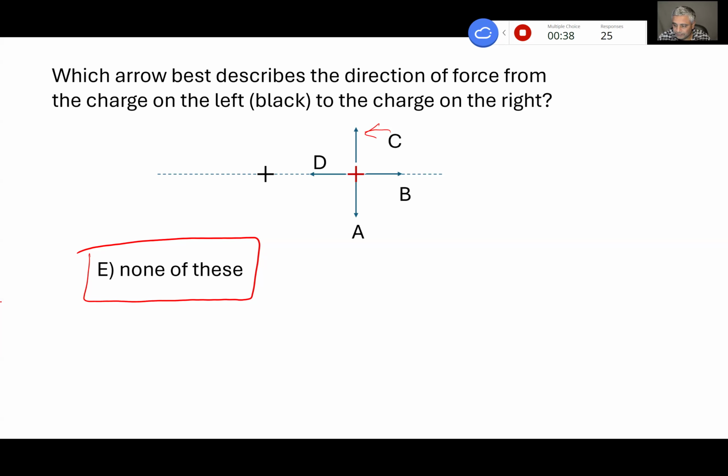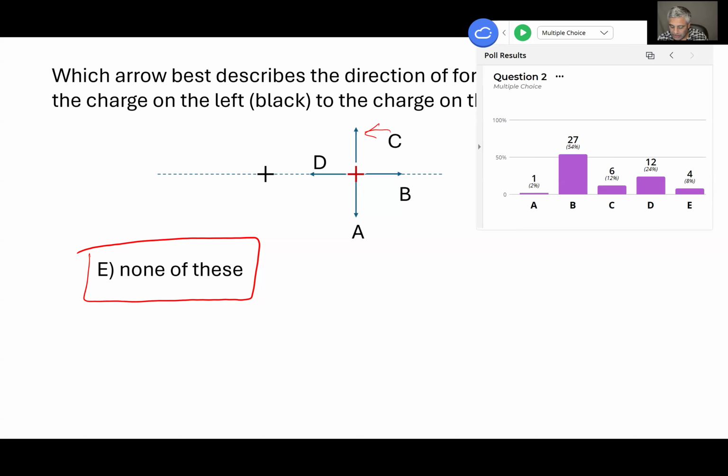Thirty more seconds. And 5 more seconds. 5, 4, 3, 2, 1, and it stops. Okay, so let's see how did we do here. So we have again B.